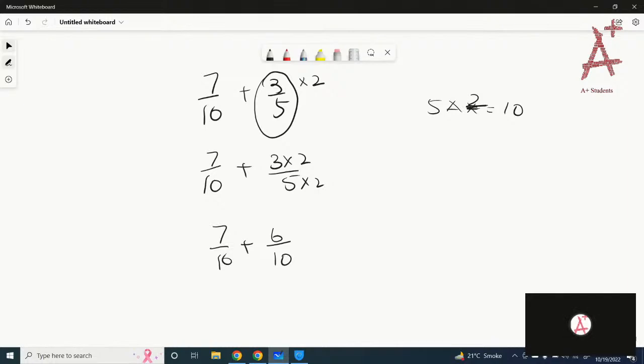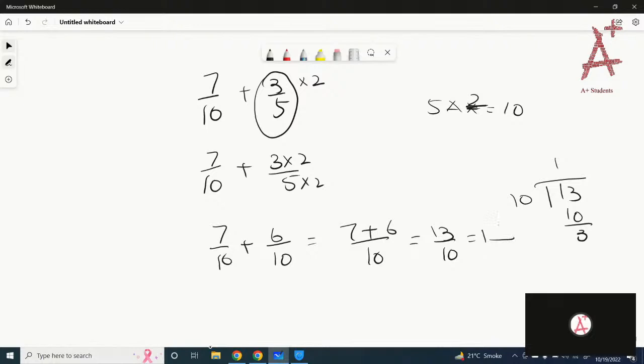So it would be, now they have like denominators. You need to add their numerators. So it would be 7 plus 6 over 10. So 7 plus 6 is 13 by 10. So just divide 13 by 10 to write the answer in mixed fractional form. 10 times 1 is 10 and here you have 3. So it would be 1 whole 3 over 10. Got it? It would be 1 whole 3 over 10.